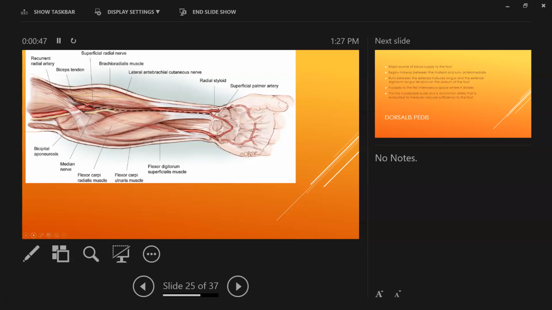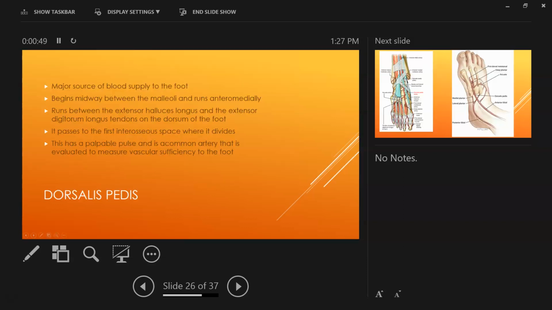It's known as the Allen's test. The next artery I want to talk about is called dorsalis pedis. This is basically the dorsal artery of the foot is what it means. And this artery is the major source of blood supply to the foot.